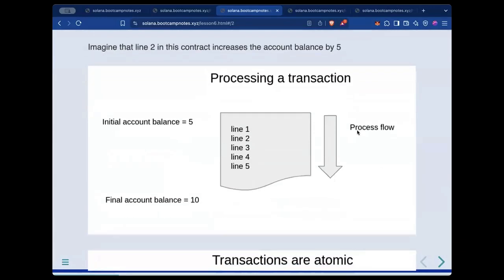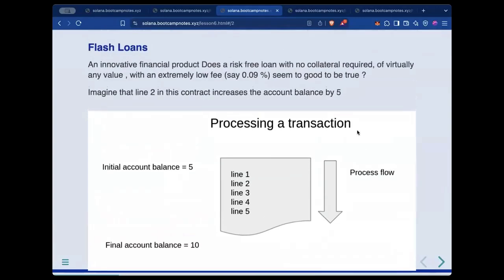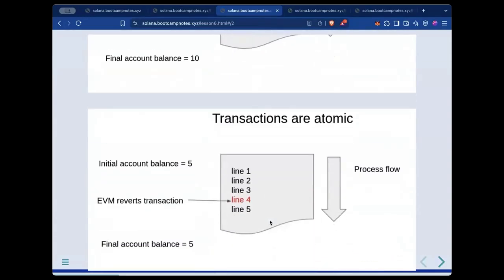If you imagine we are processing a transaction and we've got some lines of code, and this is going to result in some update to the state of the system. So in this case, maybe it's going to update a balance from 5 to 10. So that's the happy path. If things work out well, then that's what we'll get. But what could happen is that the transaction could revert partway through.